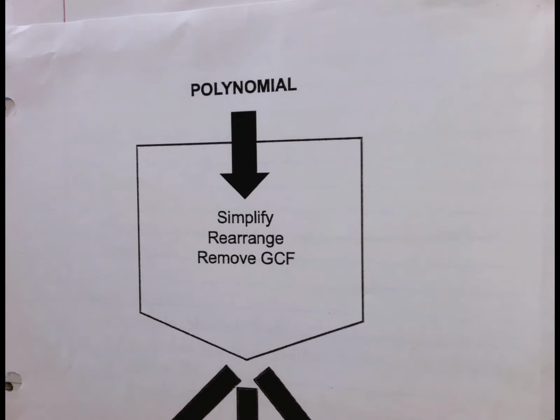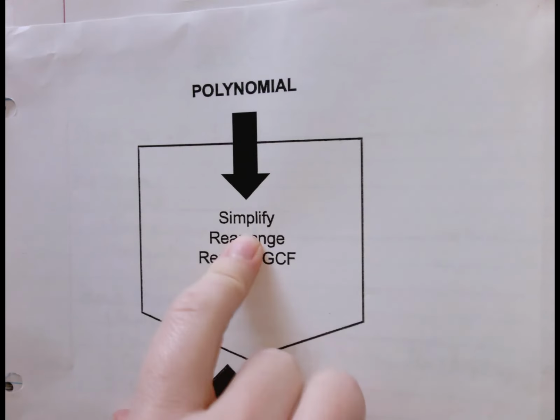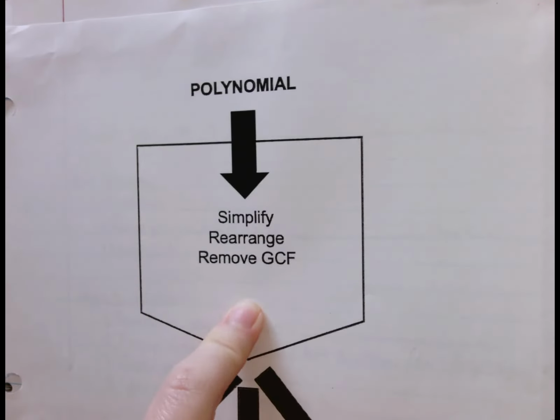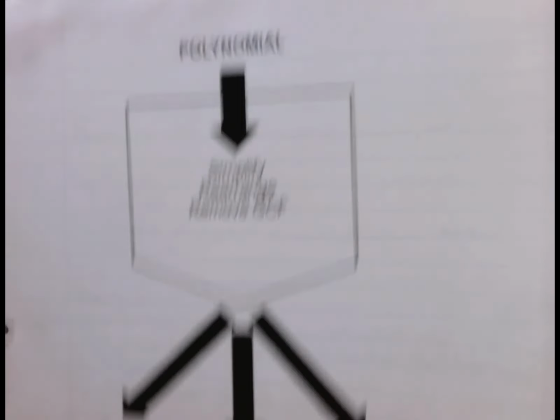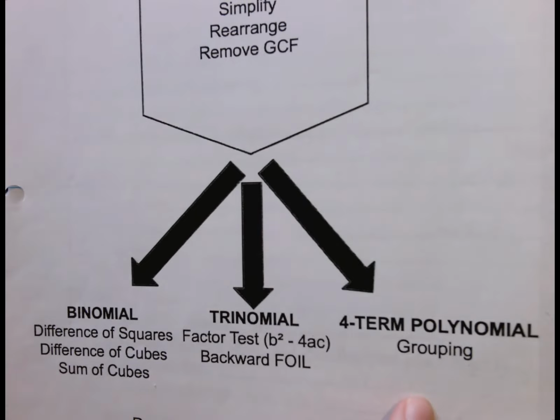Hey guys, so we are on to our final step of our factoring. So remember, we'll just go through the process one more time. We start with a polynomial. We simplify, rearrange, and remove the greatest common factor if it needs to be. And what you're going to be left with is either a binomial, a trinomial, or a four-term polynomial.